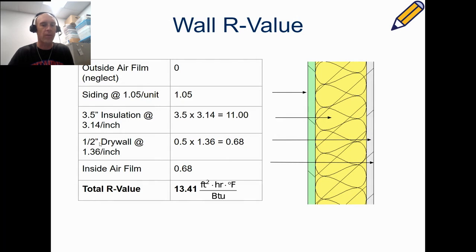We have a 1/2 inch drywall or gypsum wallboard. And that is 1.36 per inch. I only have a 1/2 inch of that. So a half times that is 0.68. And then there's an internal air film that sometimes we're going to include. So you have to read your design specs to see if you do that. And in this case, I'm adding another 0.68. So if I add all these together, 1, 11, 0.68, and 0.68, then I end up with 13.41. So that gives you your total R value.